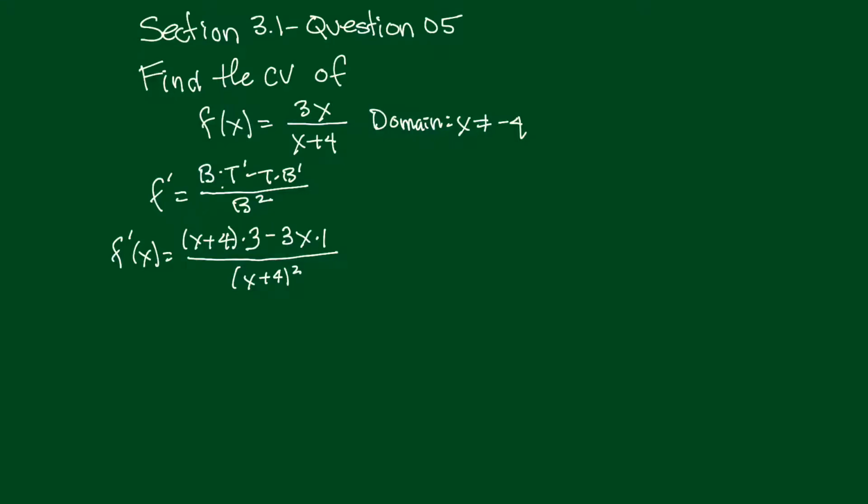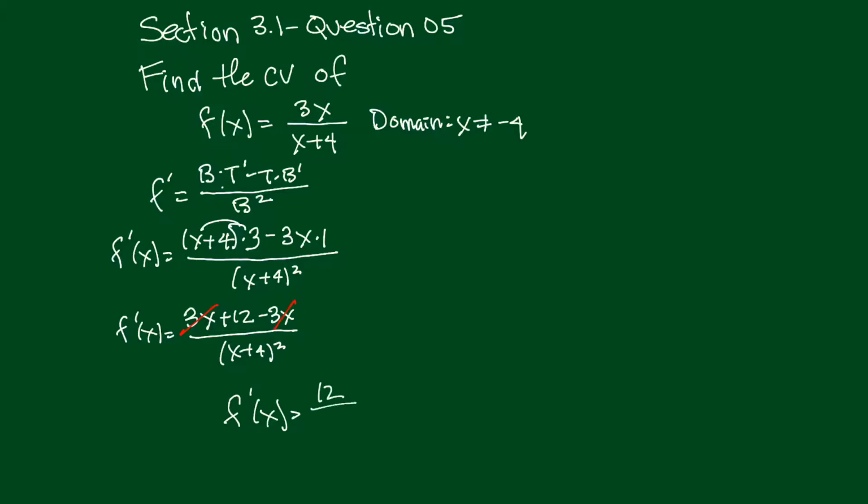Let's clean it up. Multiply through on the top here. F prime of x is equal to, I'm going to distribute through here, so I'll get 3x plus 12 minus 3x, because 3x times 1 is 3x, over x plus 4 squared. And as we know, those 3x's are going to go out, and we're going to have this derivative: F prime of x is 12 over x plus 4 squared. There's our derivative.